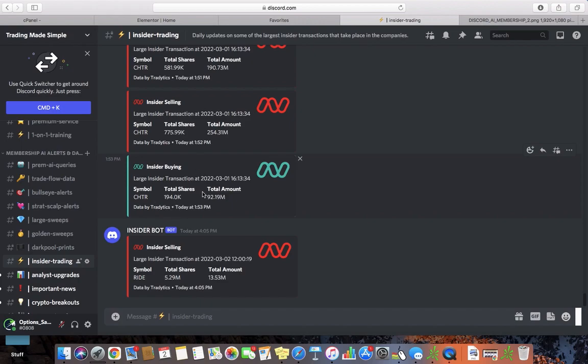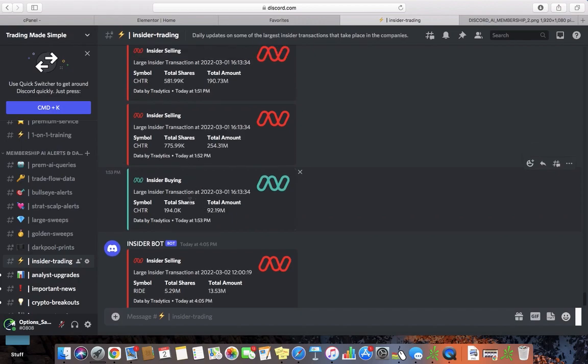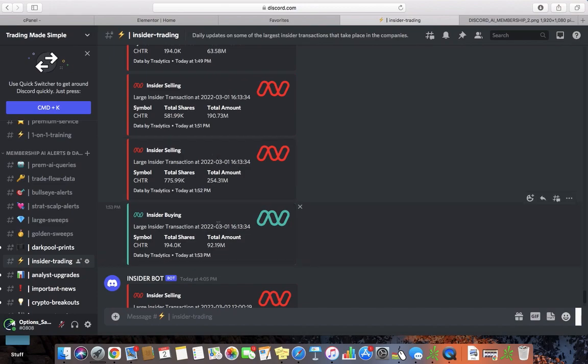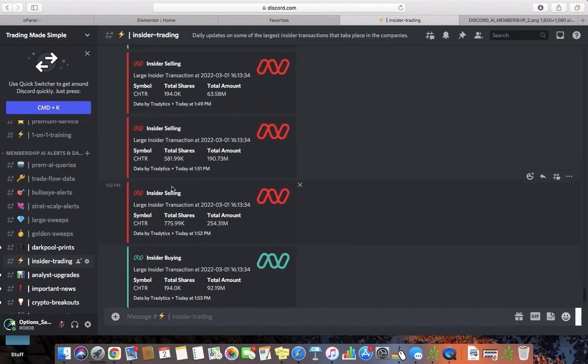Charter, people have been buying Charter all week, but look, there's some selling too. So here was a buy for, wow, 92 million. Did I get that right? I did. Buying 92, selling the amount of 254. Wow. So this person's buying 194 shares. This person's selling 775. Look at Charter here.